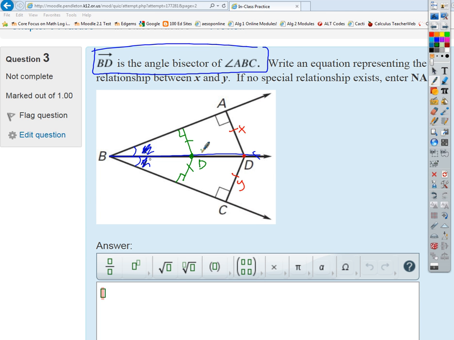Make sense? Okay. So that would have been an NA.